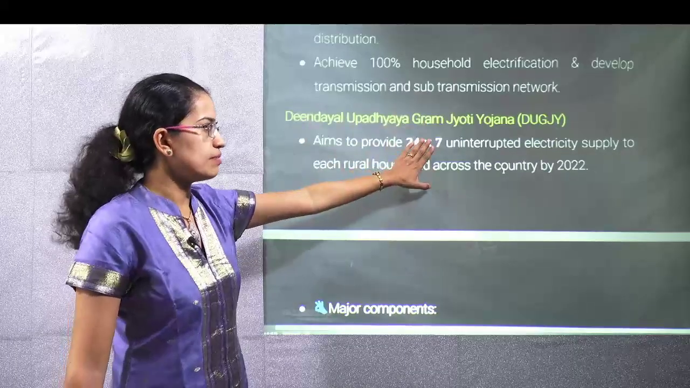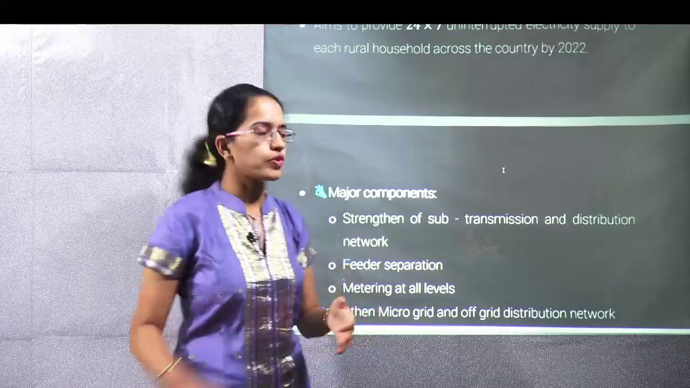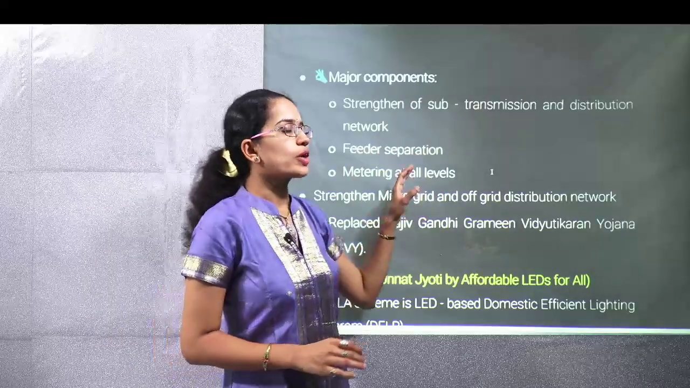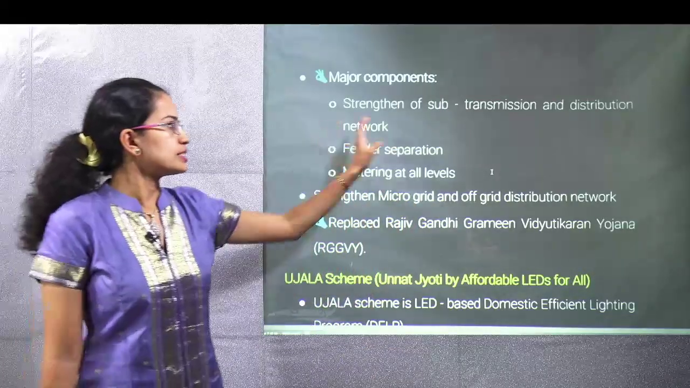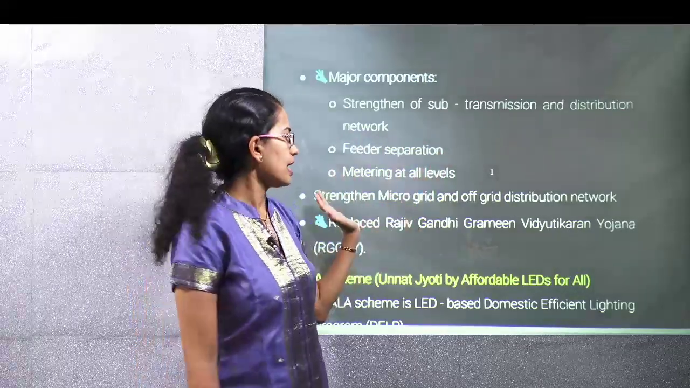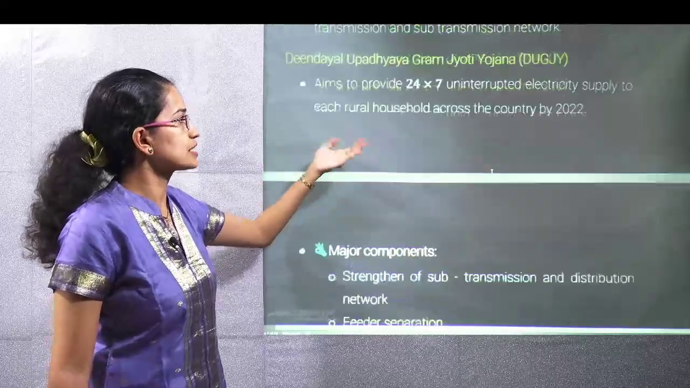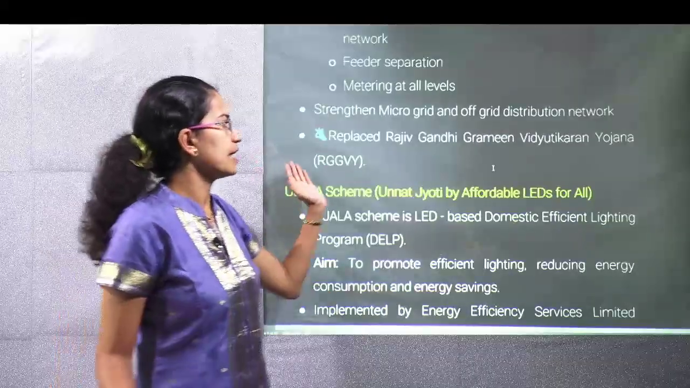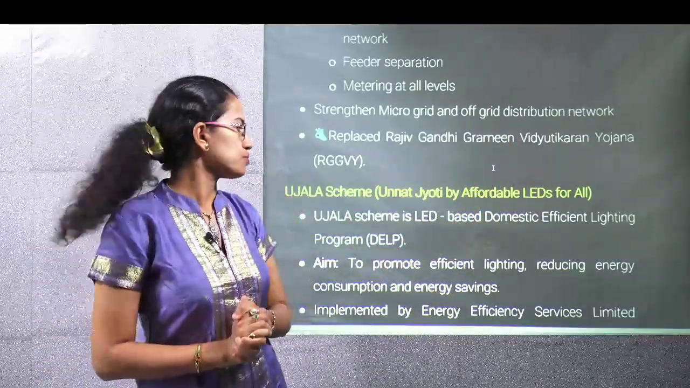Then Deen Dayal Upadhyay Gram Jyoti Yojana, that's again bringing in electricity supply to the rural households by 2022, and the major components are important. As I was saying previously, which of the following is not a component becomes very, very important. So you have strengthening the sub-transmission and distribution network, feeder separation, metering, and strengthening the microgrid and off-grid distribution. Those are important, and which scheme has been replaced to make it the Deen Dayal Upadhyay Gram Jyoti Yojana, that becomes important, and that's Rajiv Gandhi Gramin Vidyutikaran Yojana. Those are the kind of questions you should be very sure of.